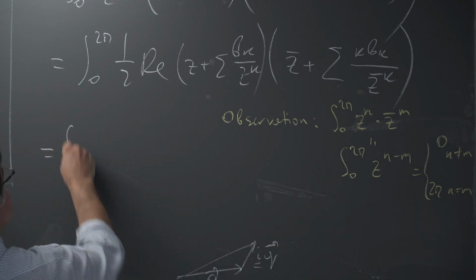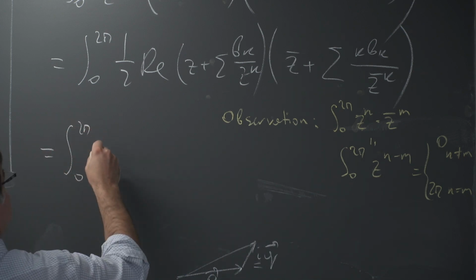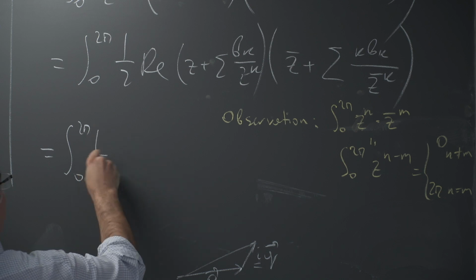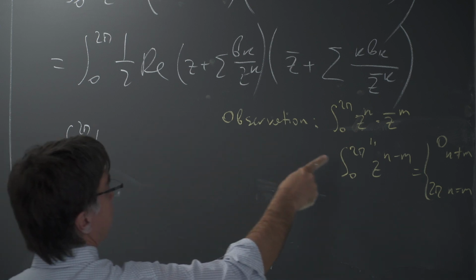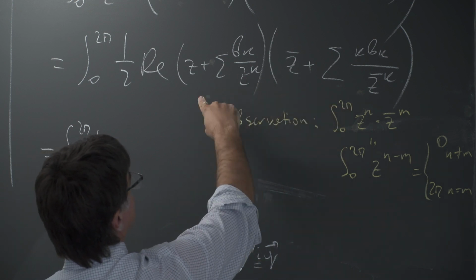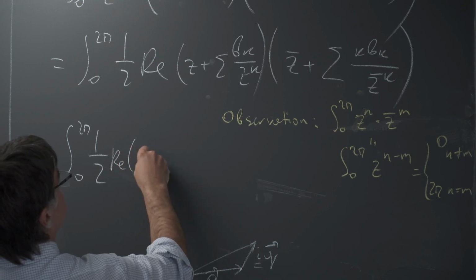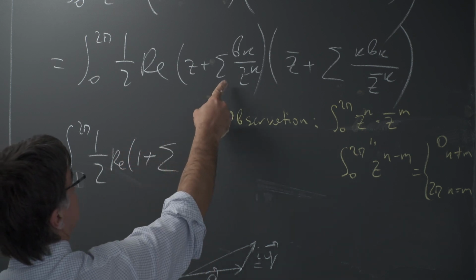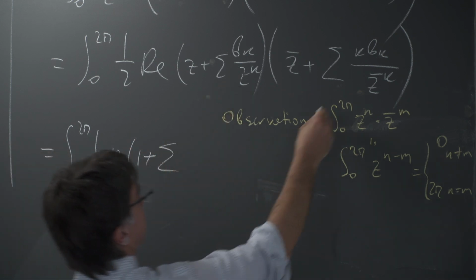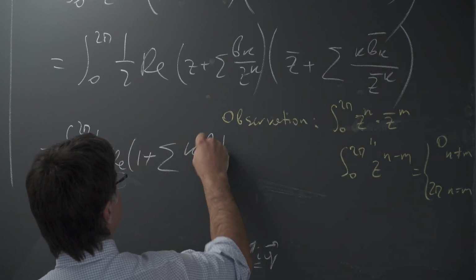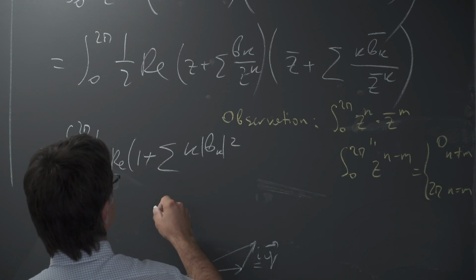So the conclusion is that it's the integral from 0 to 2 pi of 1/2, and then I get only terms where you do the corresponding things. So it's the real part of 1 plus the sum, and the sum will be, yeah, k times b_k times b bar_k, so k times the absolute value of b_k squared.